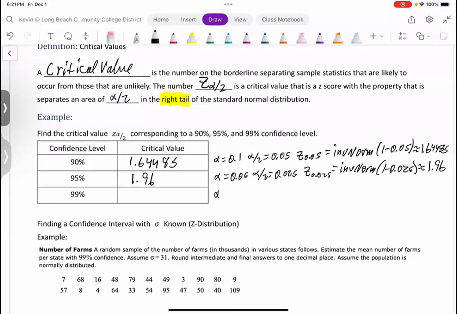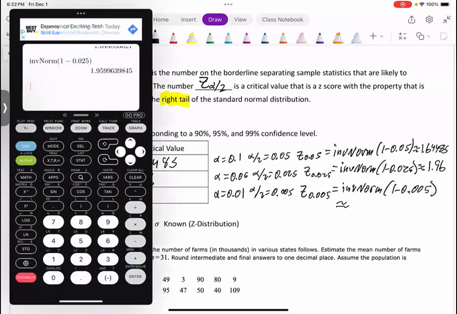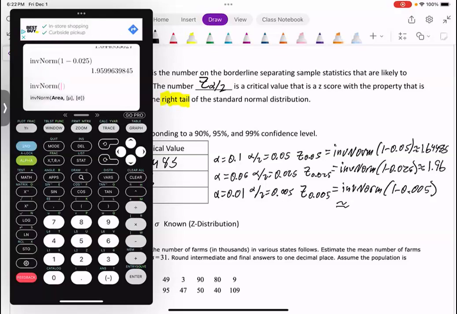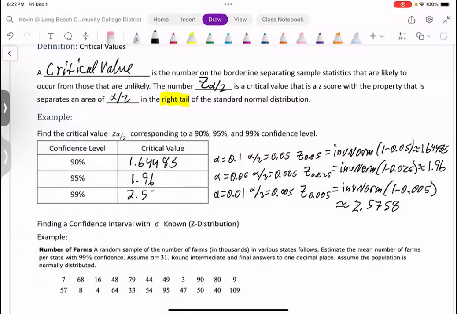So at 99%, alpha is at 1%, and alpha over 2 is 0.5%, which means z sub 0.5% is inverse norm of 1 minus 0.005, which is about 2.5758. So it's good to know how to find these critical values. Even if the same ones pop up, it's still good to know how to find them.